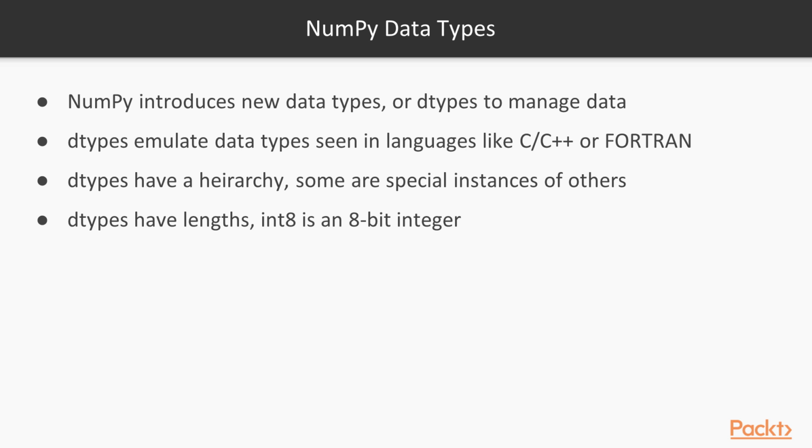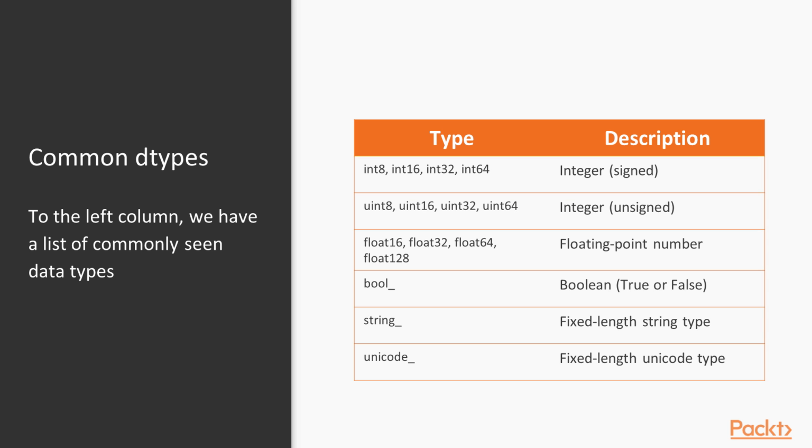Dtypes are similar to types in basic Python language, but NumPy dtypes resemble the data types seen in other languages like C, C++, or Fortran in that they are fixed length. Dtypes do have a hierarchy. A dtype usually has a string descriptor followed by a power of 2 that determines how large the dtype is. Here is a list of common dtypes. We'll be looking at some of these in the next demonstration.